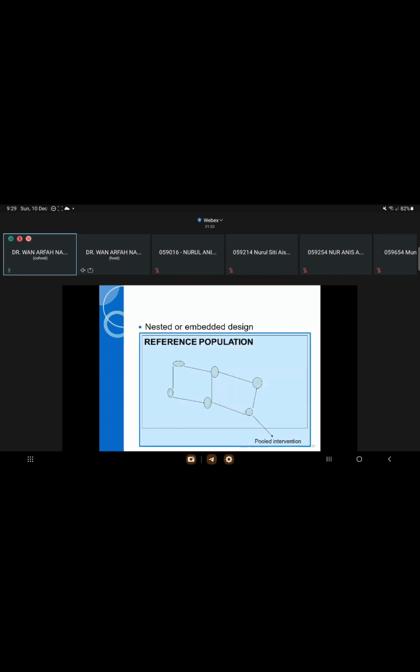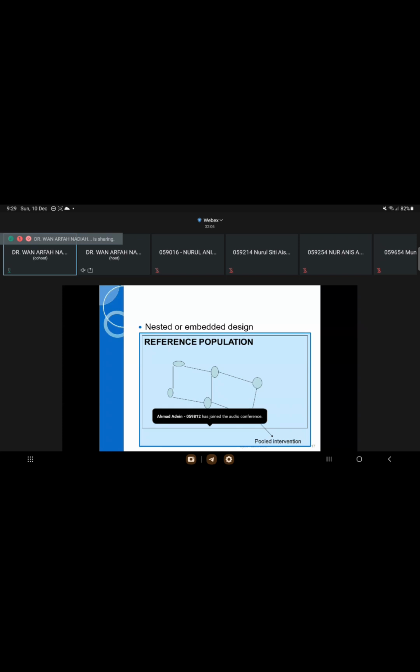Actually, that is indirectly they give you the intervention. They give you health education. All right. After that, they will see based on the region. They have the statistics based on the region, right? So that is what it means by this nested or embedded design. All right. So you have the reference population. That means you have the bigger population, Malaysia itself, and then inside there you have many nested designs.